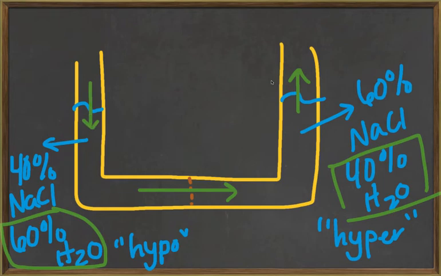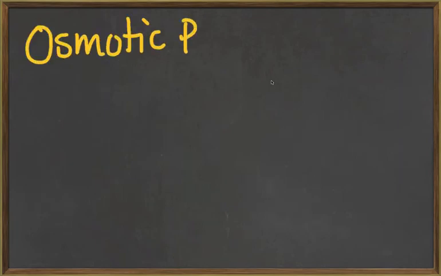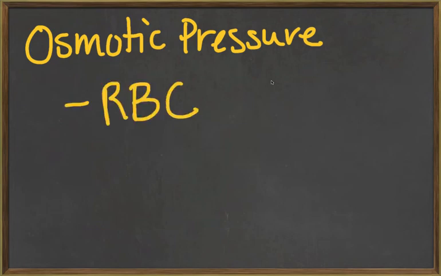Now, why does this matter? Why am I making you know this? It all has to do with osmotic pressure, which is really important to cells. I'm going to talk about this in class, but I want you to try to figure out what type of environment I'm about to put my red blood cells in terms of tonicity. Is it isotonic, hypertonic, or hypotonic? Osmotic pressure has to do with red blood cells. So RBCs, red blood cells.